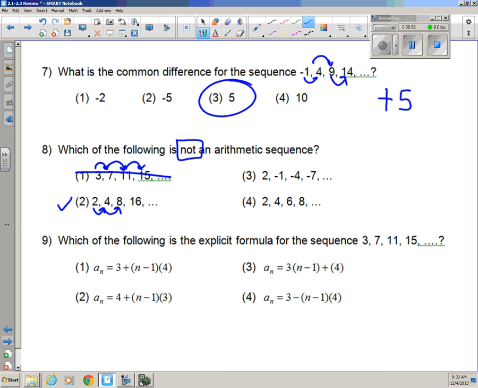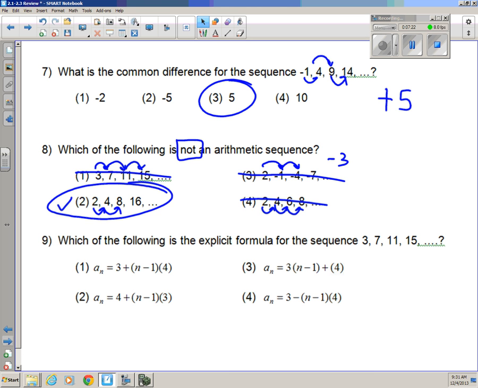Let's just double check the other ones. From this one, 2 to 1, I'm subtracting by 3. From -1 to 4, I'm still subtracting by 3 or adding a -3. That is arithmetic. From 2 to 4, up by 2, up by 2, up by 2. So it is in fact the one that you had to multiply by 2. That actually happens to be geometric.